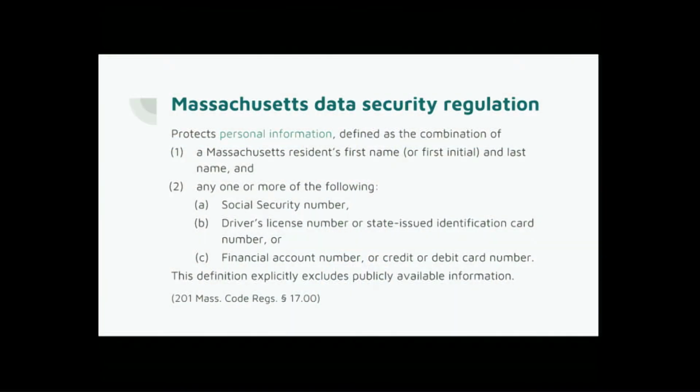And finally, there's state data security laws, including the one here from Massachusetts, which protects personal information defined as the combination of a Massachusetts resident's first name or first initial and last name, and any one or more of the following: social security number, driver's license number, or state-issued ID number, or financial account number, or credit or debit card number. And this definition explicitly excludes publicly available information. But this definition is somewhat narrower than some of the others. If you remove these pieces of information, the law does not apply.